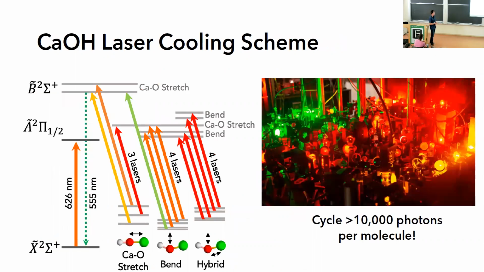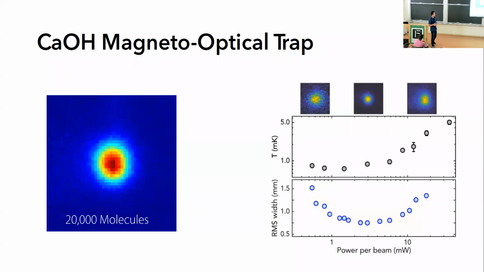So we've been able to do this. We've been able to cycle well over 10,000 photons on this polyatomic molecule using about a dozen lasers to repump all of these different internal degrees of freedom. And with that, we can then repeat everything we've done earlier with our diatomic counterpart of CaF.